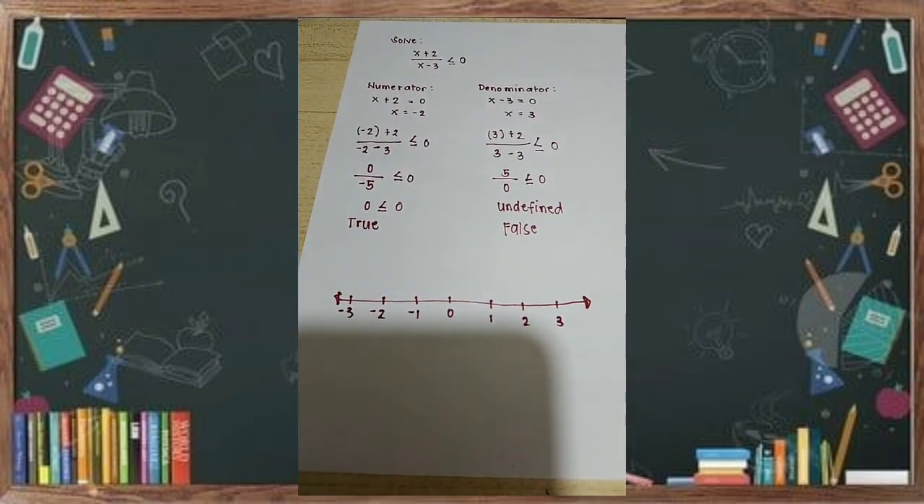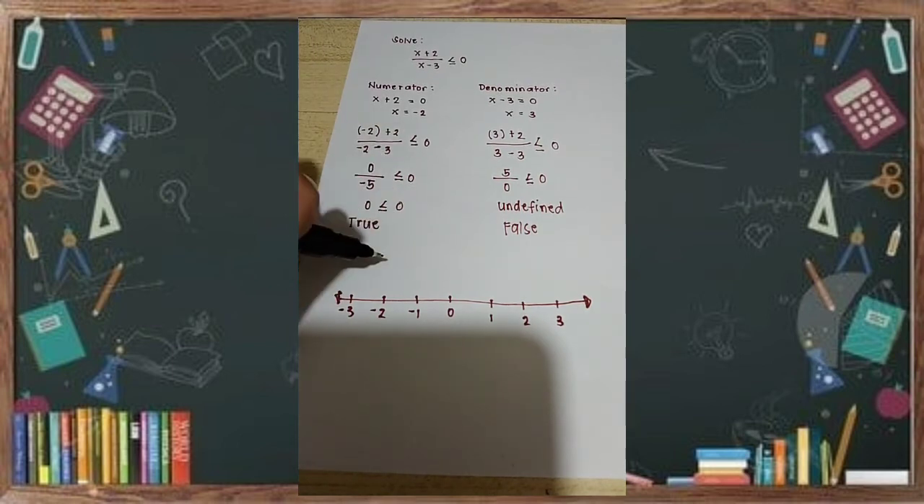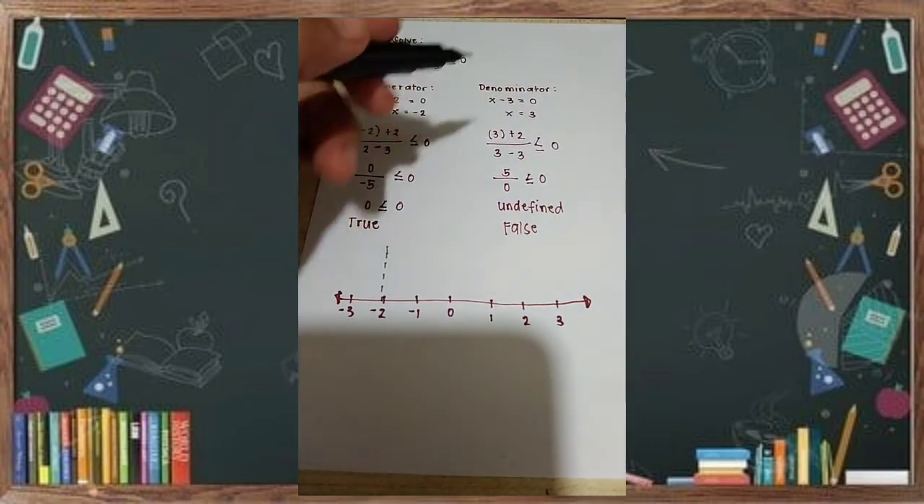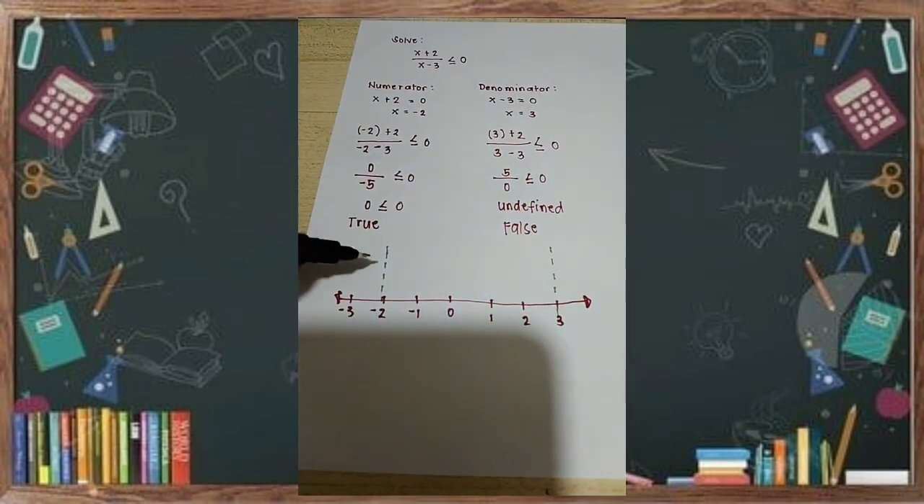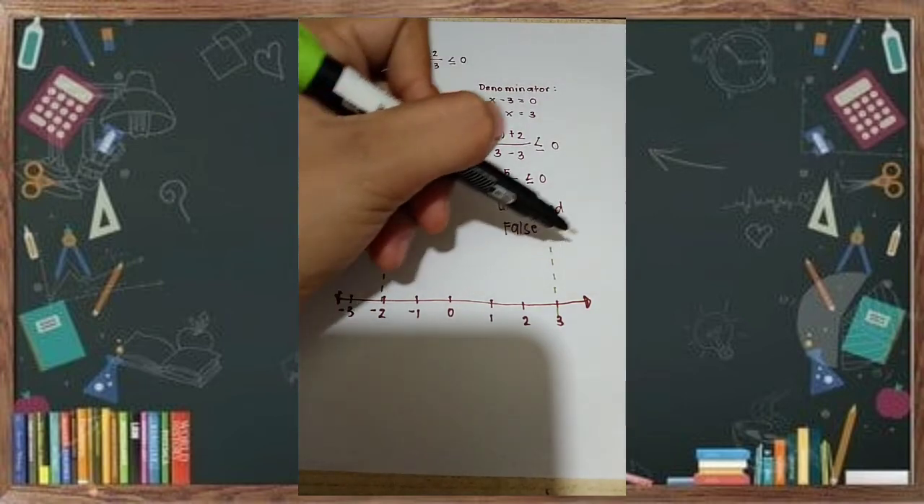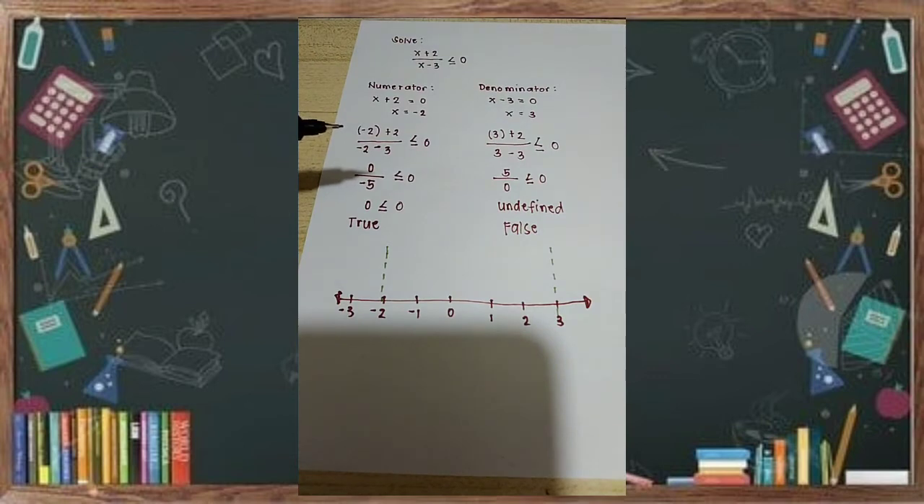Okay. So, let's separate. Diba, we have x equals to negative 2. Okay. Yan. And x equals to positive 3. Yan. Okay. So, ngayon, kukuha tayo ng mga values na nasa kaliwa ng negative 2, nasa loob ng negative 2 at 3, at nasa kanan naman ng positive 3.